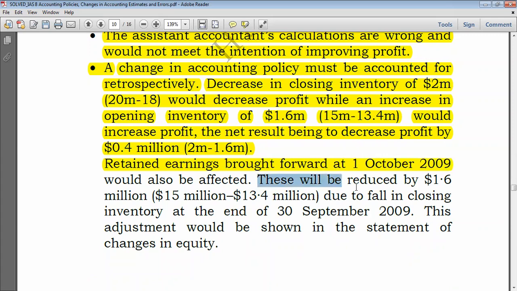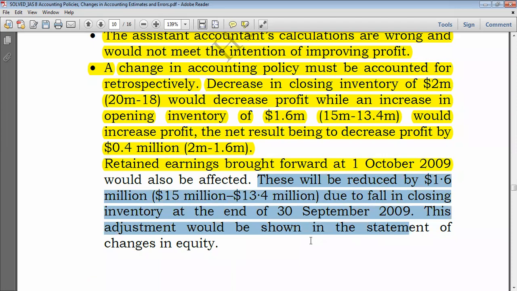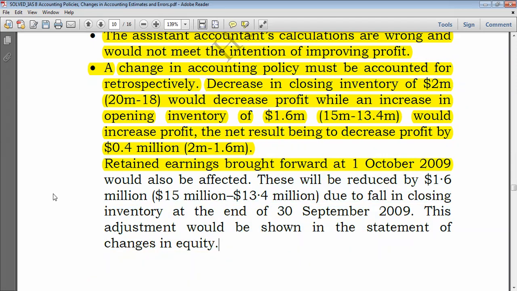We say that this will be reduced by 1.6 million due to the fall in closing inventory at the end of 2009, and this adjustment would be shown in the statement of changes in equity. You know why? These are retained earnings at 1st October, at the beginning of the period. So we adjust for everything in the past. We do not deal with closing inventory. Closing inventory will actually affect the profit in the current period.